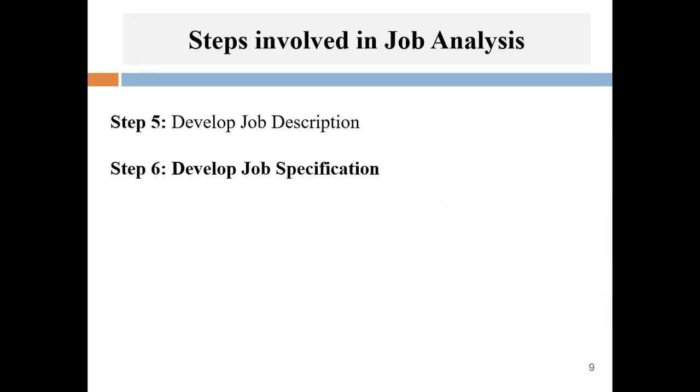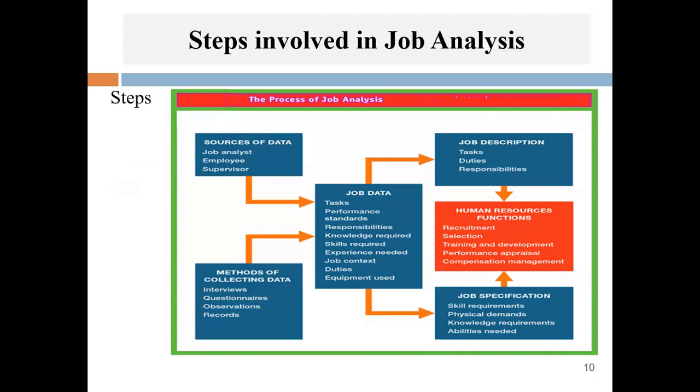Then develop the job specification. Developing the job specification is the last step of the job analysis process, under which a detailed specification statement is prepared showing minimum requirements for each job. It summarizes the personal qualities, traits, skills, knowledge, and background required to perform specific tasks. This is what we call the total process of job analysis.